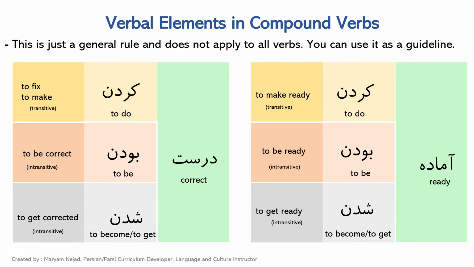So this is a very common pattern that you will see among many verbs, not all verbs, many verbs. And it will be very helpful to know, when the verbal element کردن changes to, for example, بودن or شدن, how the meaning changes. Again, this is just a general rule. It doesn't apply to all verbs. This is just something to help you as a guideline.